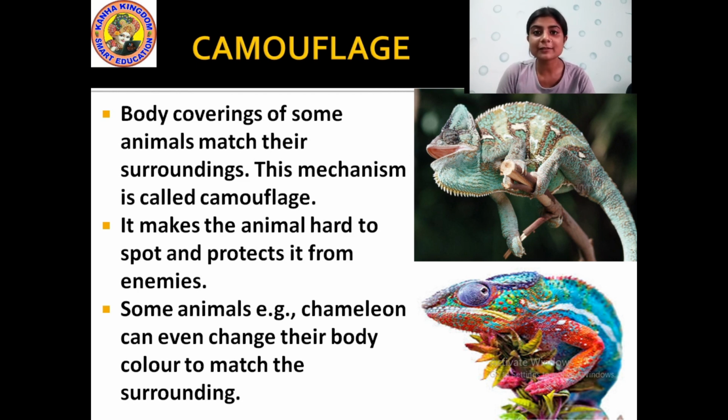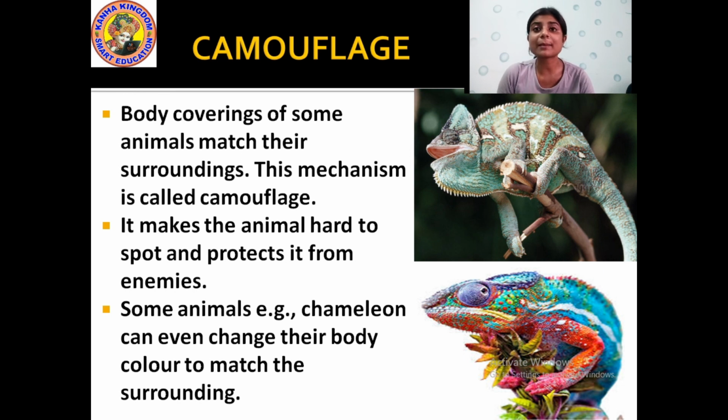There are some animals who can adapt themselves to a habitat by changing their body color. And why do they change their body color? So that it makes the animal hard to spot and protects it from enemies, from anything that is going to harm them. So that they can protect themselves, they change their body color and accordingly adapt to that particular habitat.